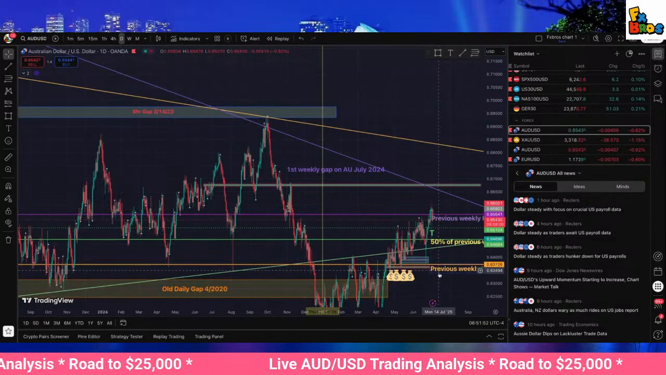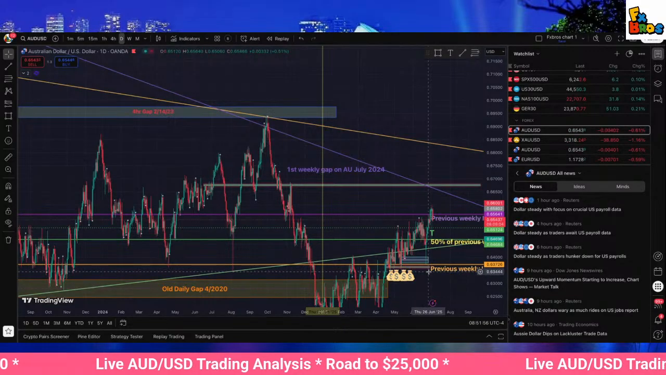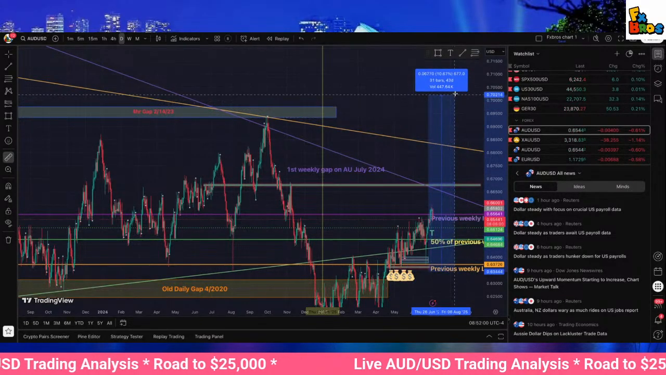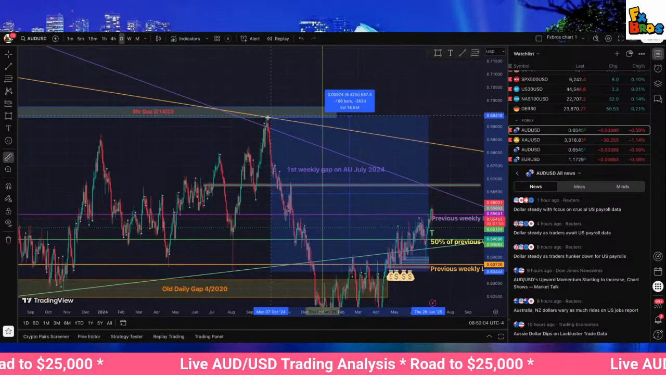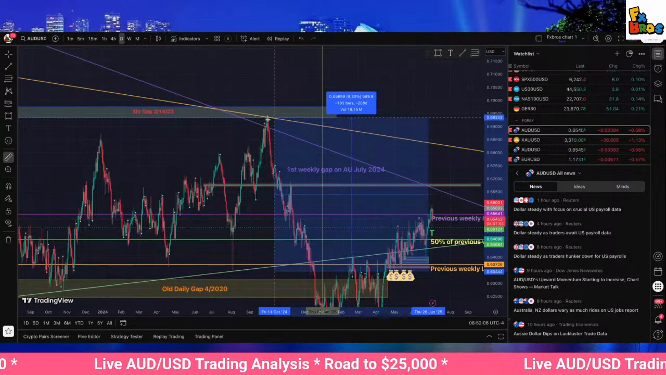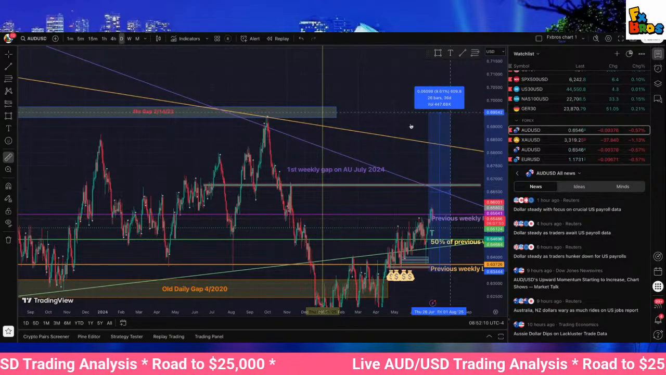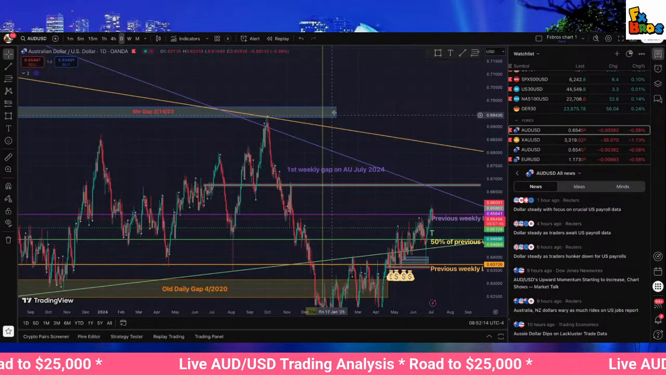And from the pullback, if we sweep liquidity down here, going up another 675 for the rest of the year, we're going to sweep that important point that we sold from in October last year, which I think is the ultimate target.